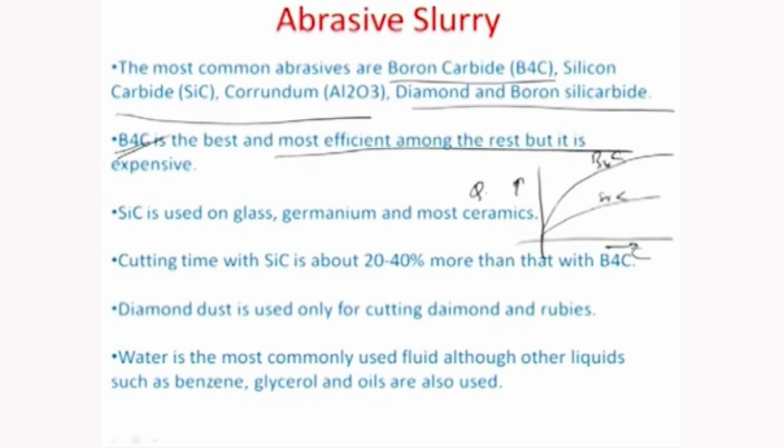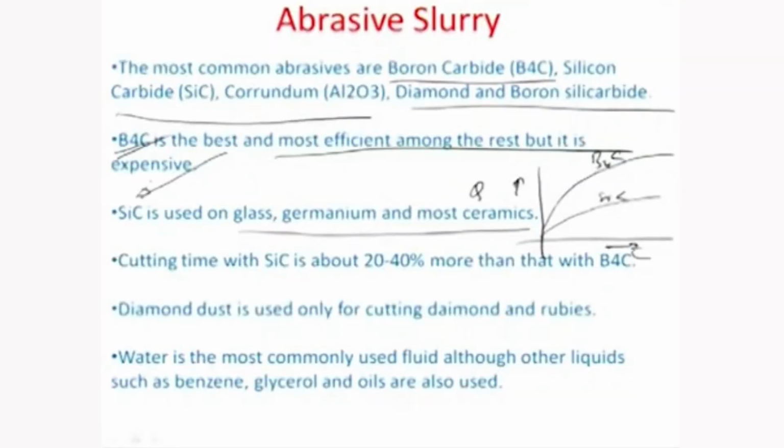So, this was how Q would vary with concentration. Now, one aspect is that when you are talking about glass or ceramics or germanium or some of these semiconducting materials, I told you that this process is widely used in microelectronics sometimes. You talk mostly about silicon carbide because it is sort of a soft abrasive, compared to some of the higher hardness abrasives like boron carbide, etc.